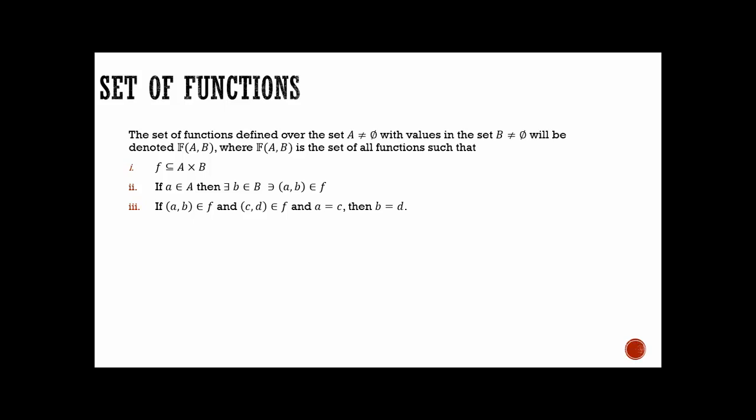Okay, so a set of functions. So it's not just functions by themselves, we can create a set of them. So a set of functions defined over a set A that is not empty, with values in the set B that are also not empty, will be denoted as a set of functions from A to B, where that set is the set of all functions that satisfy these conditions. So the set of functions is a subset of the Cartesian product of A and B. If a is an element of this set A, then there is a b that is part of the set B.